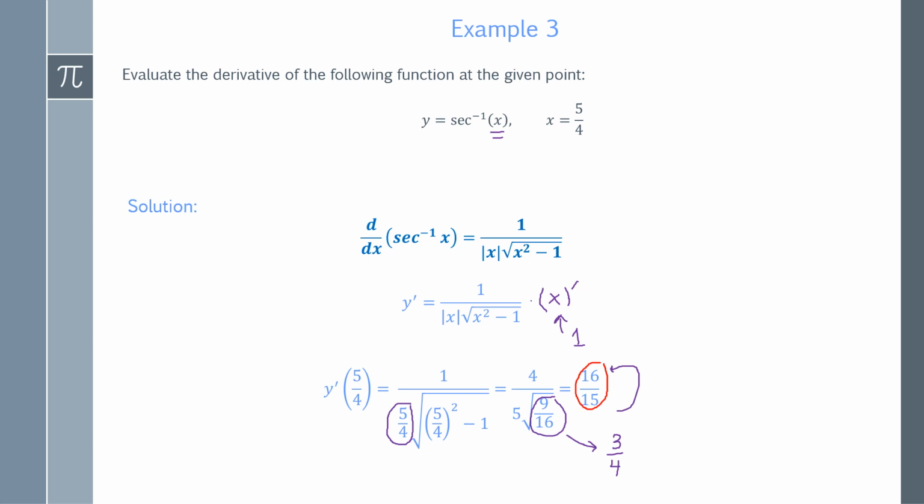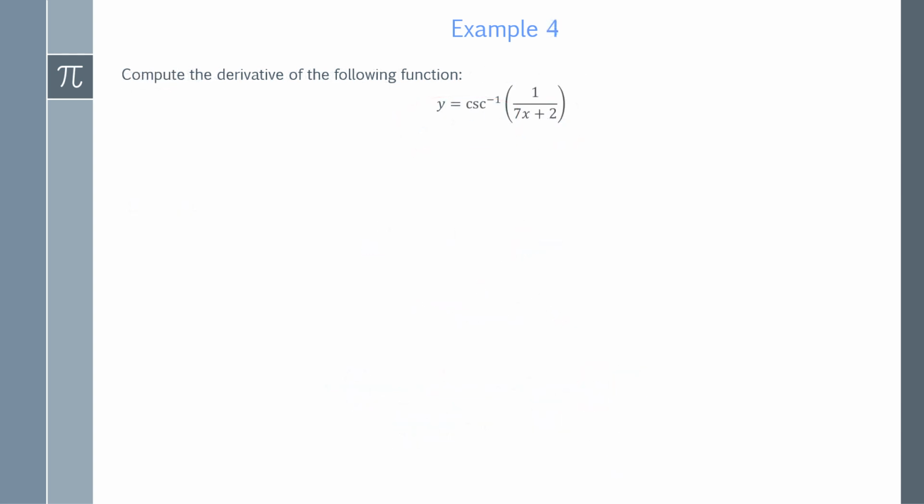And let me just remind you what that represents. That represents the slope of the tangent line to the curve of this function right here at x equal to 5 over 4. Okay, so here's your first example where we're asked to evaluate the derivative. So evaluate, that means your final answer should be a number. Okay, let's take a look at our next example.